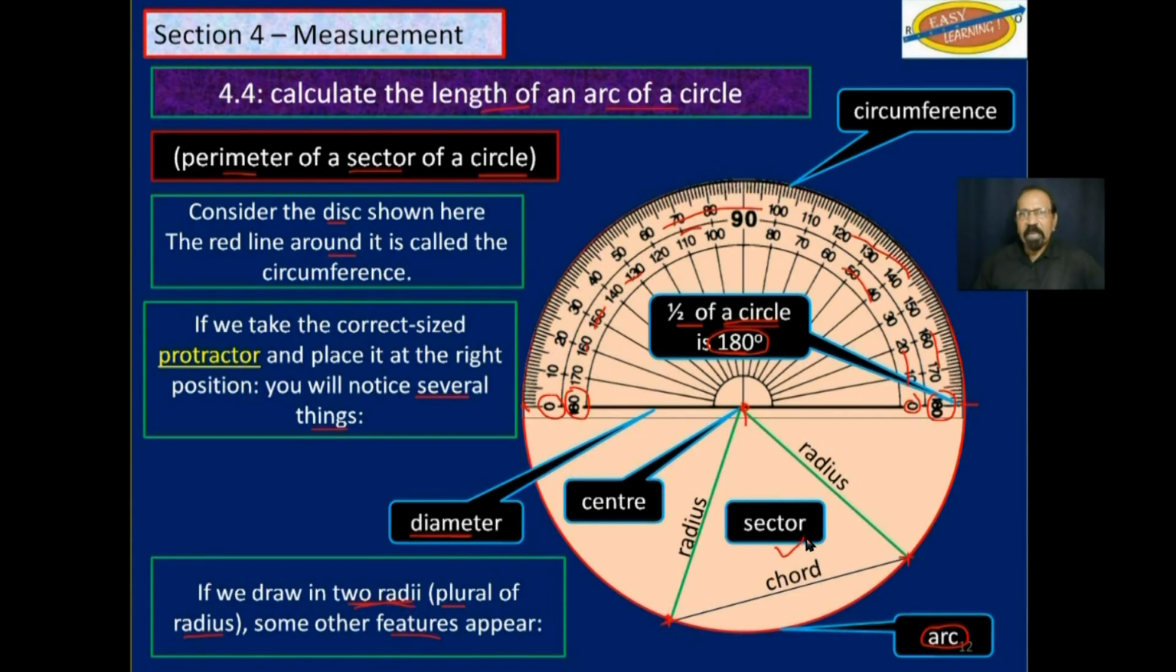If you join any two points on the circumference, in this case we are joining this point here and that point there, we get what is called a chord. Now remember, the sector is everything in here.